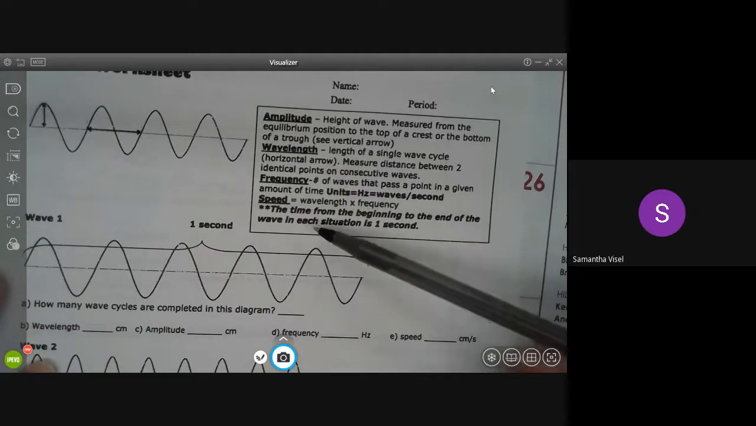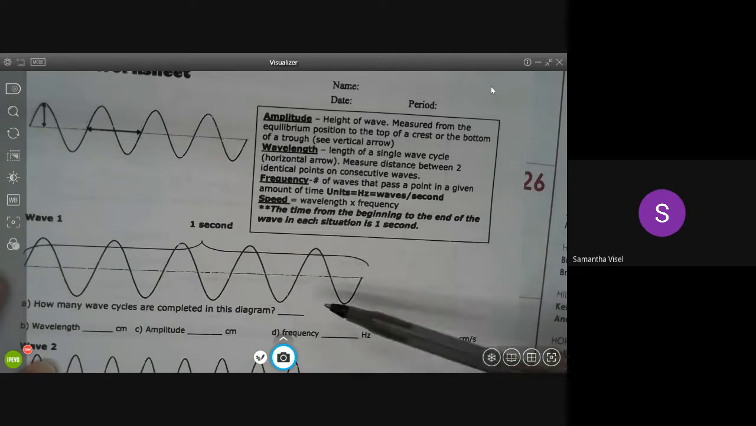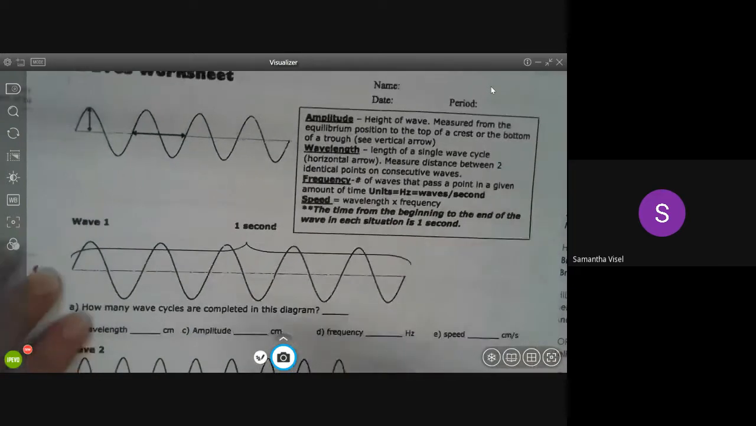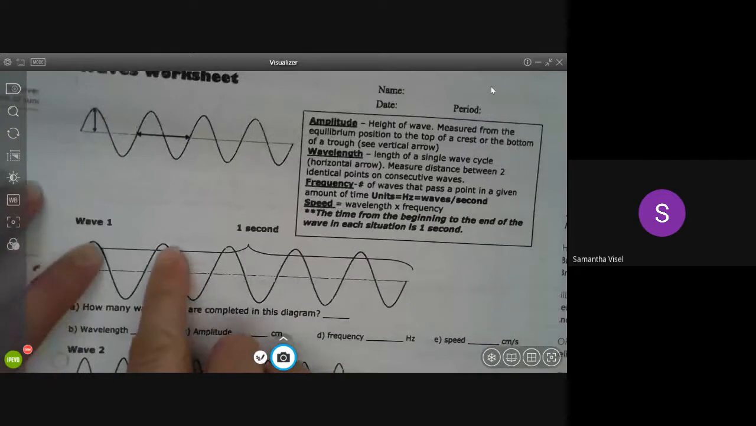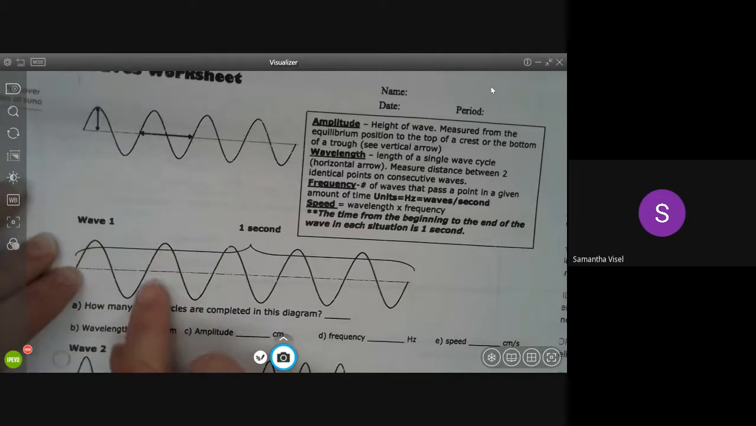The wavelength is the length of a single wave cycle. So the length until a wave repeats itself. And remember, we can measure that from crest to crest, the two high points. We can measure that from trough to trough, the two low points, or from the equilibrium position to where it starts again at the equilibrium position. So I wouldn't stop here because this is only halfway through the cycle. I would measure wavelength from where I start to go back up into a crest again, because that's when the wave starts to repeat itself again.